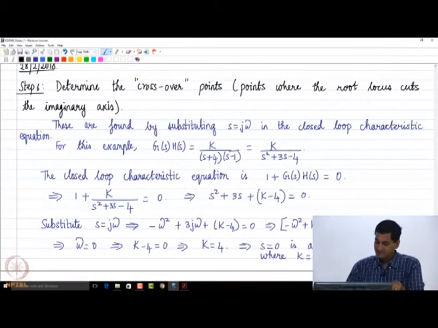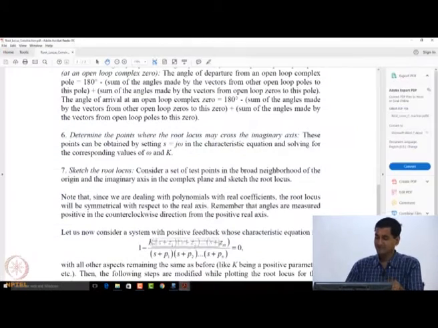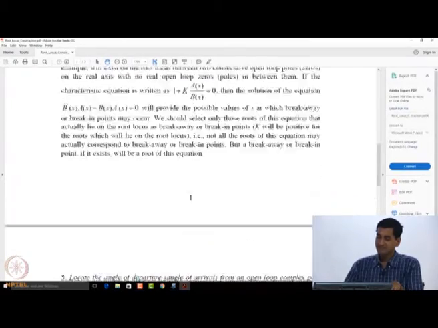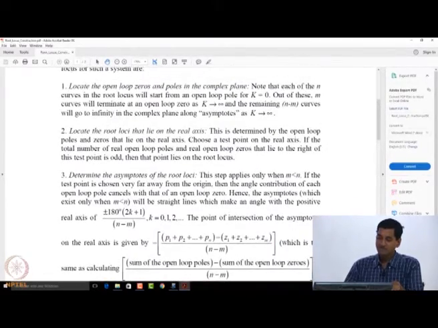We are looking at the root locus. So, let us go back and recap what we did. Let me go back to this document and then I will come back to this notes file. If you recall, we did 5 steps.